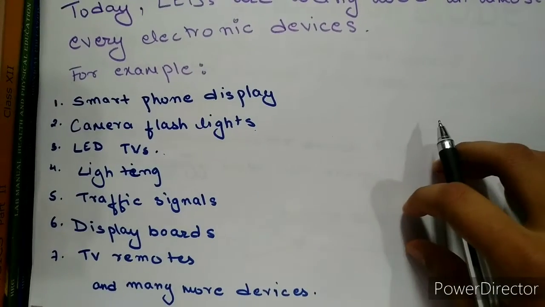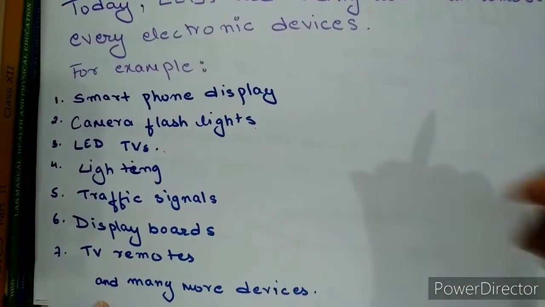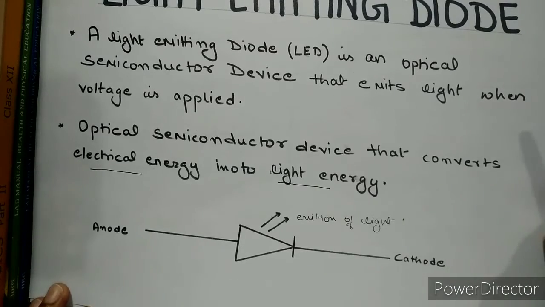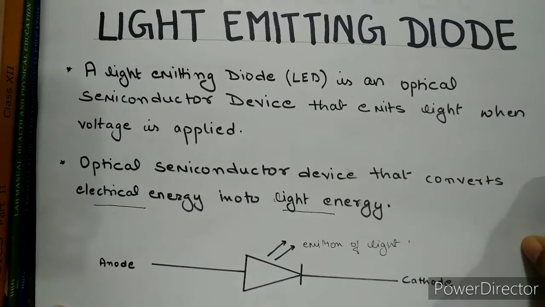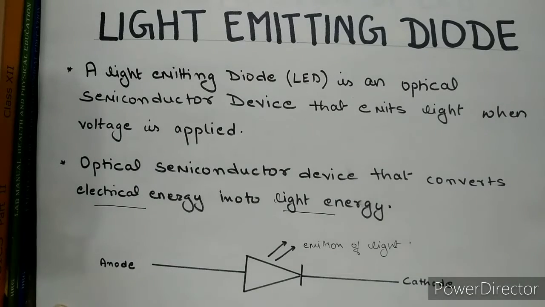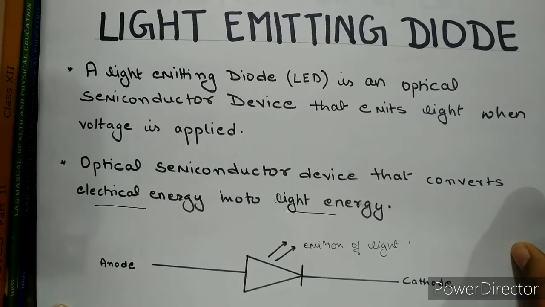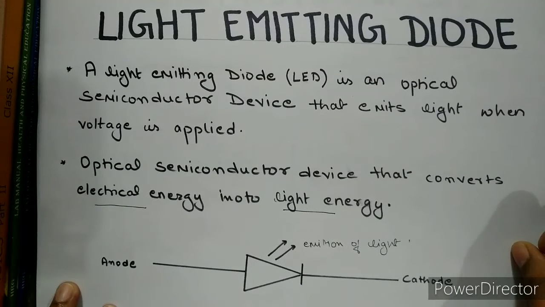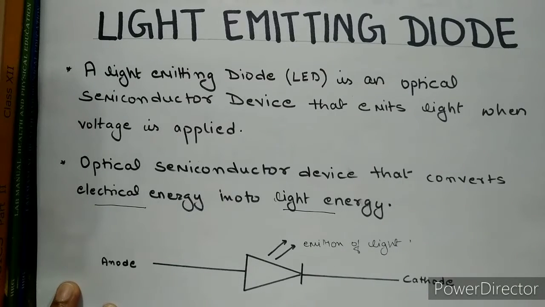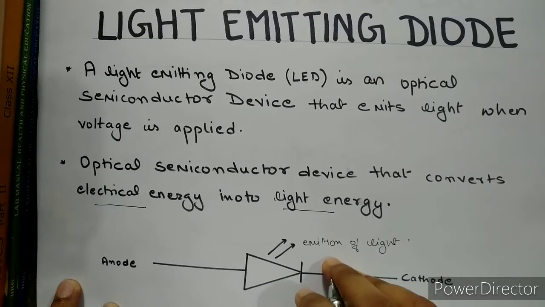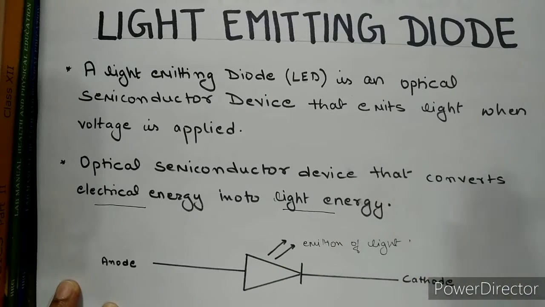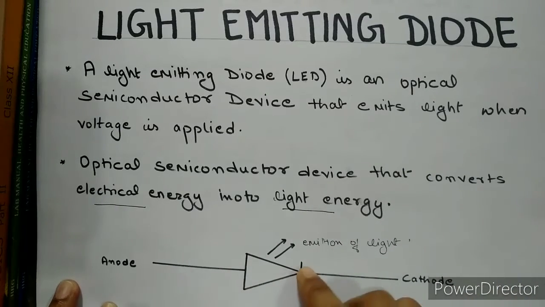So what actually is an LED and how does it work? Let us know that. LED, light emitting diode. A light emitting diode is an optical semiconductor device that emits light when voltage is applied. We all know what a diode is, and a light emitting diode is an optical semiconductor device, and when we apply voltage to it, it releases energy in the form of light.